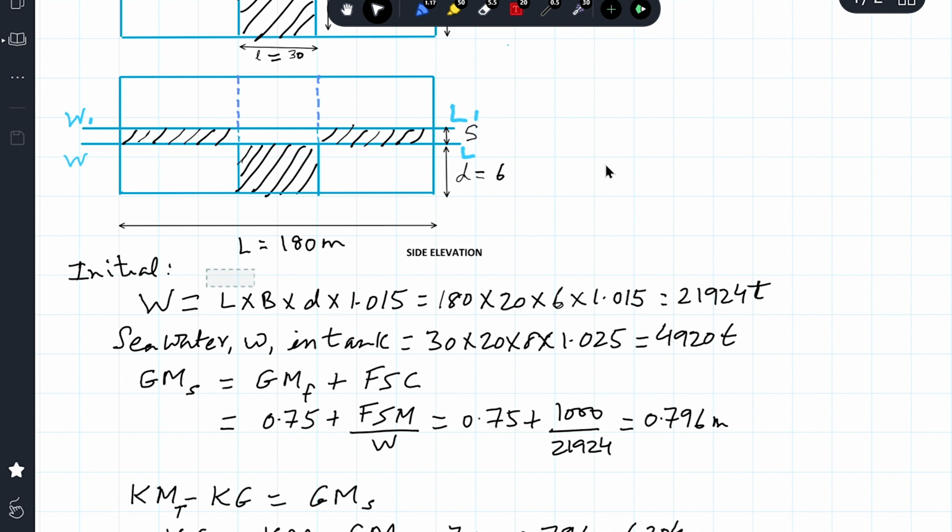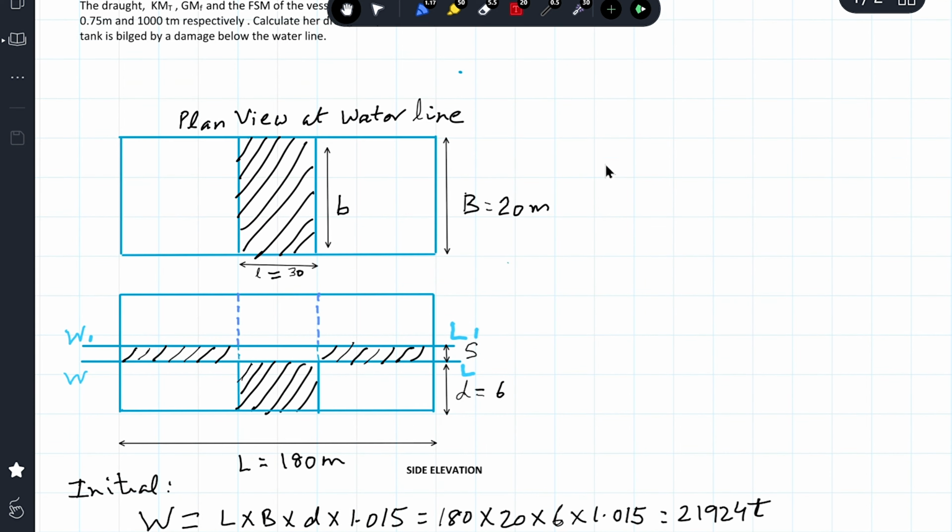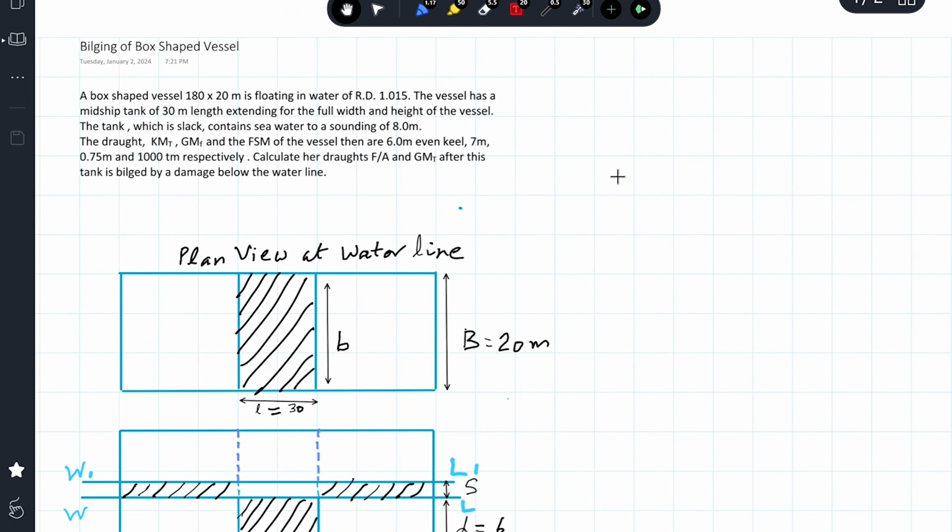This is the underwater volume and this is the density, and we get 180 into 20, initial draft is 6 meters, 1.015 is RD of seawater, and 21924 tons. This is the initial displacement of the vessel before bilging. What is the weight of the seawater in the tank? Because it says that the tank is containing seawater.